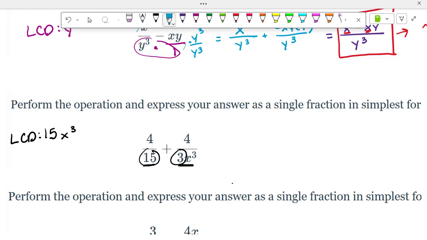All right. So now I'm going to change my factors. So I have 15x cubed plus 15x cubed. What's missing from here? What do I need to multiply to 15 to get 15x cubed? x cubed. So this will be 4x cubed on top. What do I need to multiply to 3x cubed to get 15x cubed? 5. So that'll be 20 over 15x cubed.